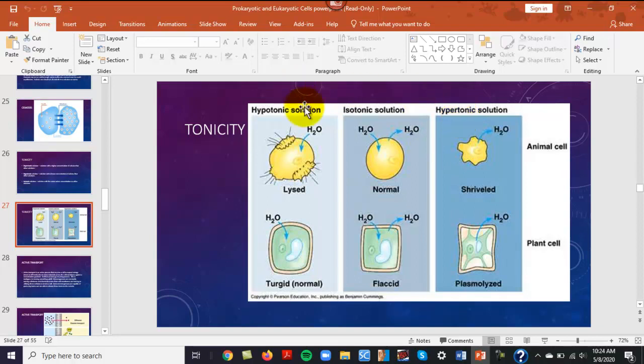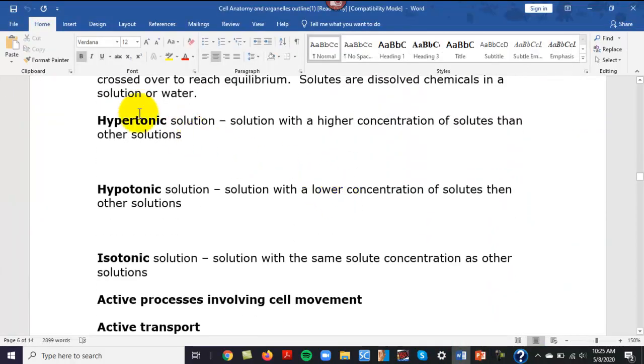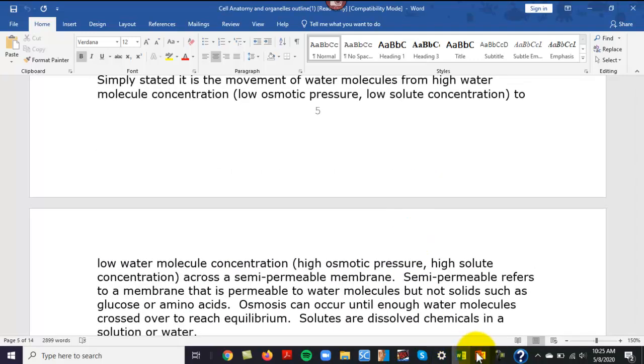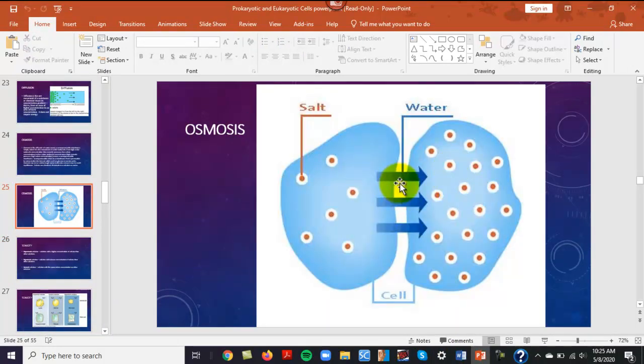This is called tonicity. It's talking about the fluid around a cell. Once again, you have great definitions for this. A hypertonic solution is a solution with a higher concentration of solutes than other solutions. For example, going back to this picture, this is a hypertonic solution.